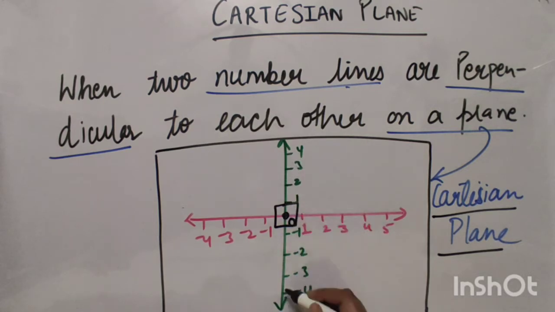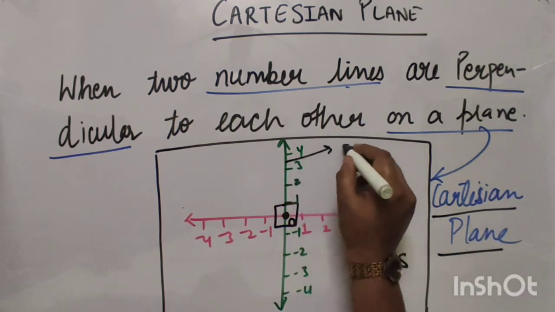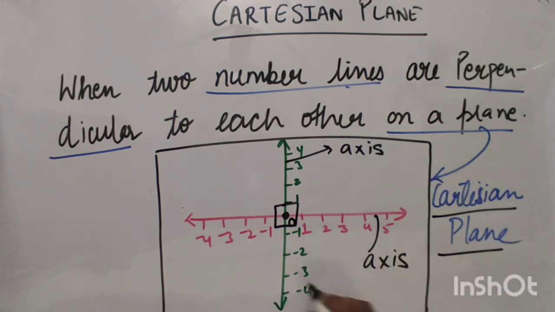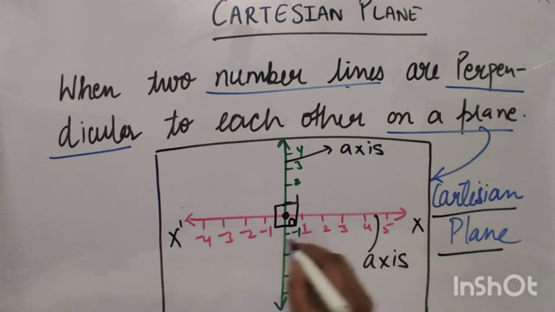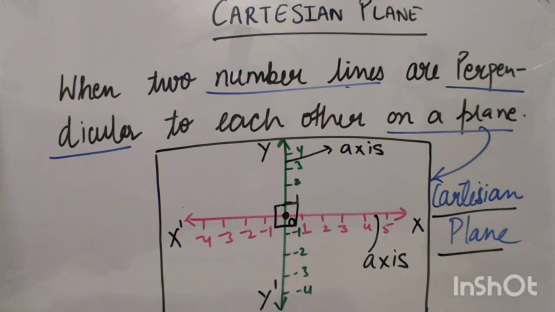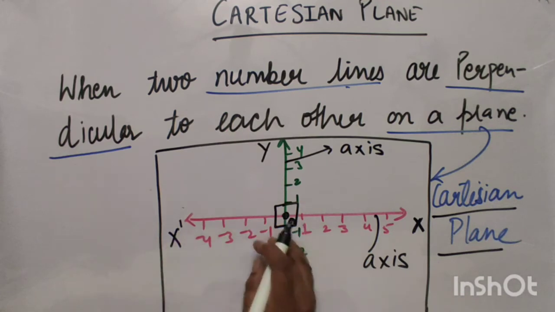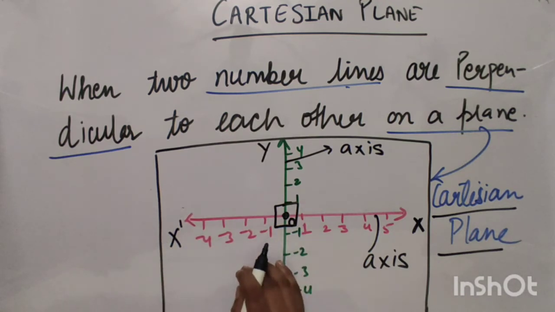Now, what do we call each number line here in the Cartesian plane? We call them axes. The horizontal line is X'X, that is the x-axis, and the vertical line is Y'Y, the y-axis, right? So, on the horizontal line, the right side denotes the positive numbers, and the left side denotes the negative numbers.